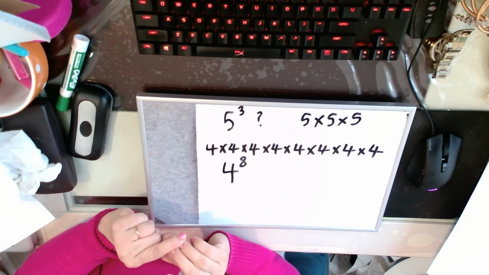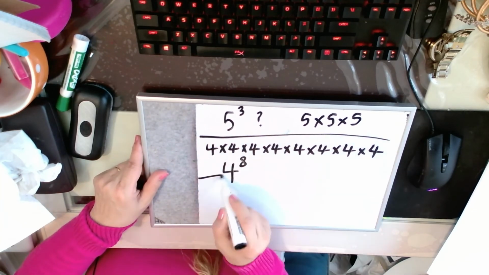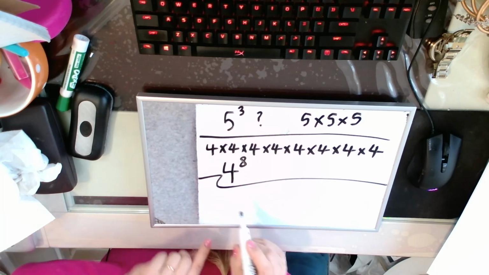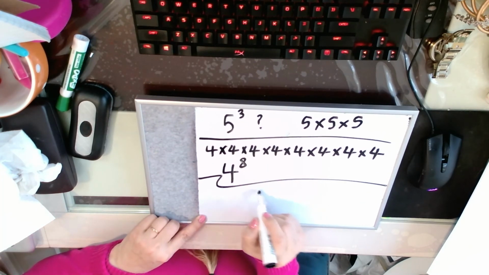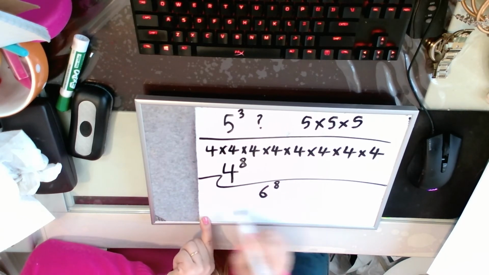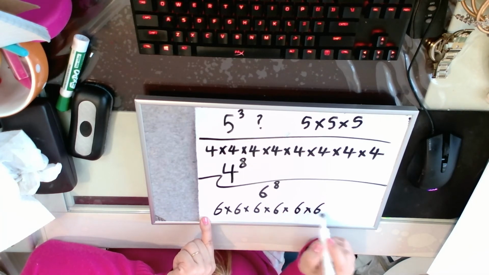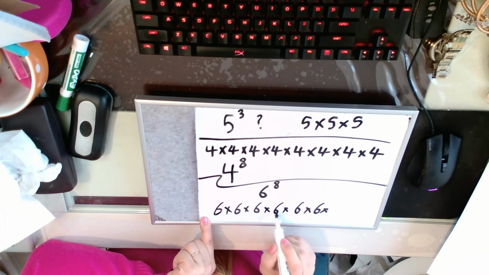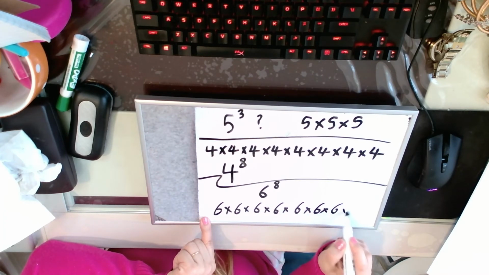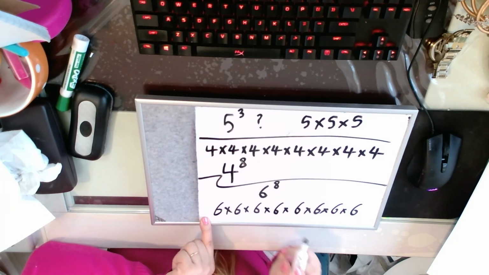Okay, if they said which is equivalent to 6, the exponent is 8, so you're gonna just multiply 6 8 times. One, two, three, 4, 5, 6, 7, 8. Easy, right?